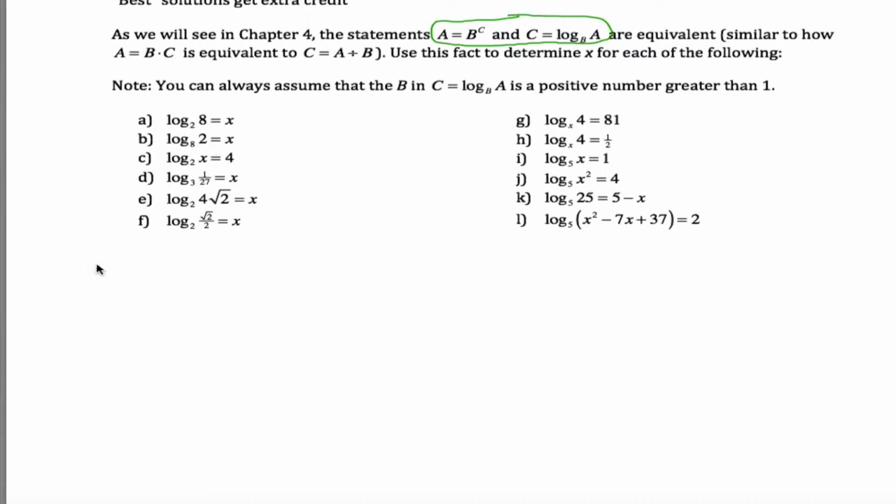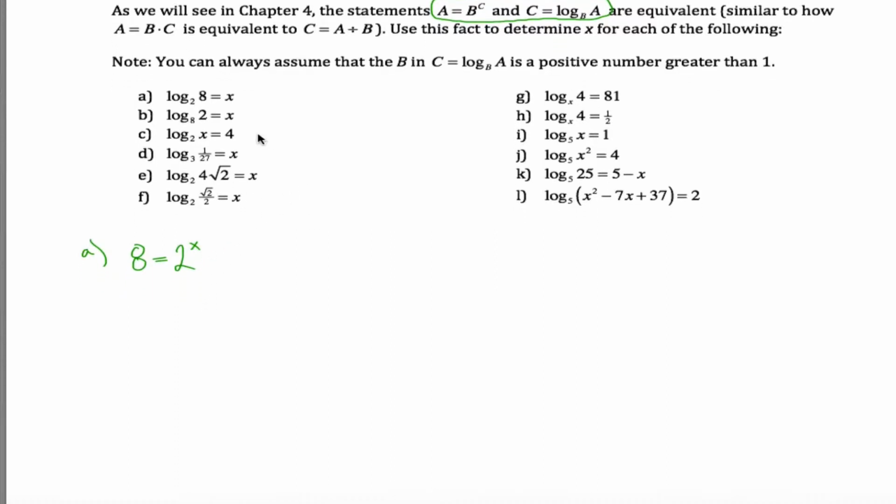So to that end, how should I lay this out? A tells me that log base 2 of 8 equals x. So playing the role of the letter C is the variable x, and playing the role of the letter B is the number 2, and playing the role of the letter A is the number 8. So writing that in this form, I could say that 8 is equal to 2 raised up to the x power.